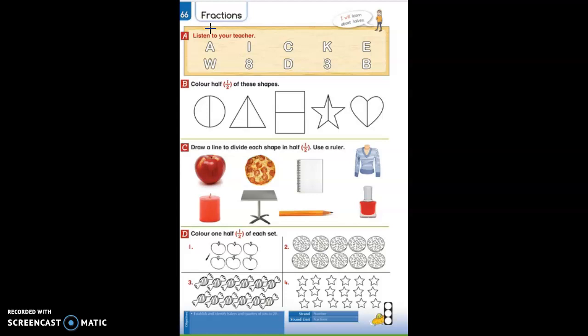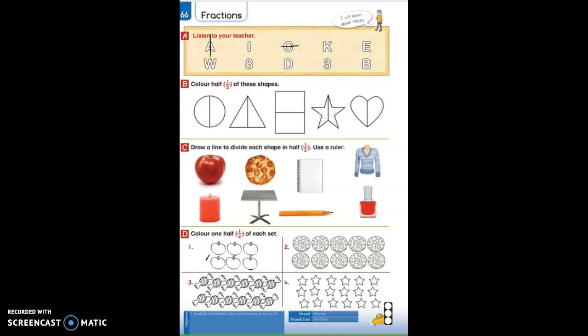So if we look at the first letter, which is the capital A, get your ruler and pencil and draw a straight line directly down the middle of letter A, to divide it into two equal parts, into halves. Some letters may have a vertical line, whereas other letters, like letter C, may have a horizontal line to divide it into halves. So you can try those 10 letters or numbers.